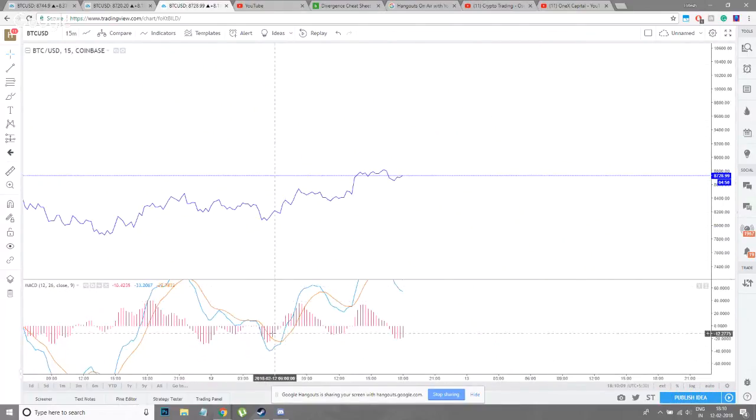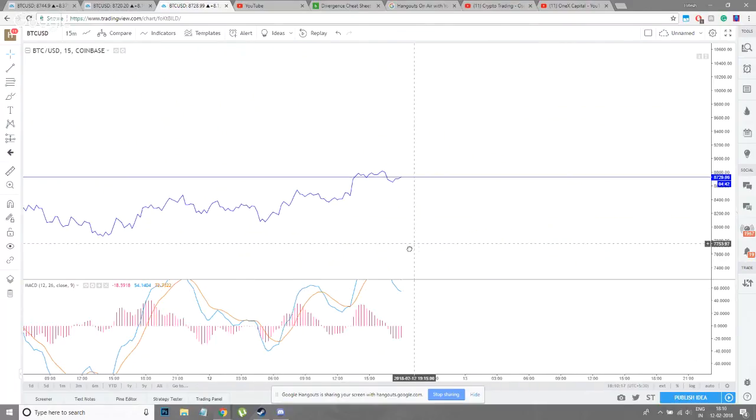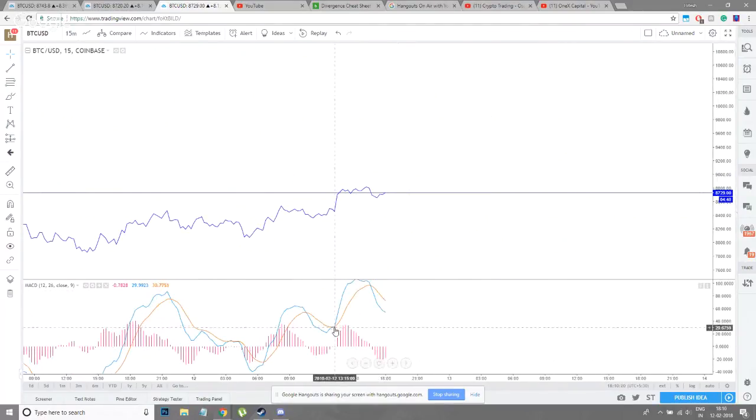Right, so let's look for entries below the zero, wherever those happen. So this is one entry: open long here, take profit at this level. Open long, take profit.